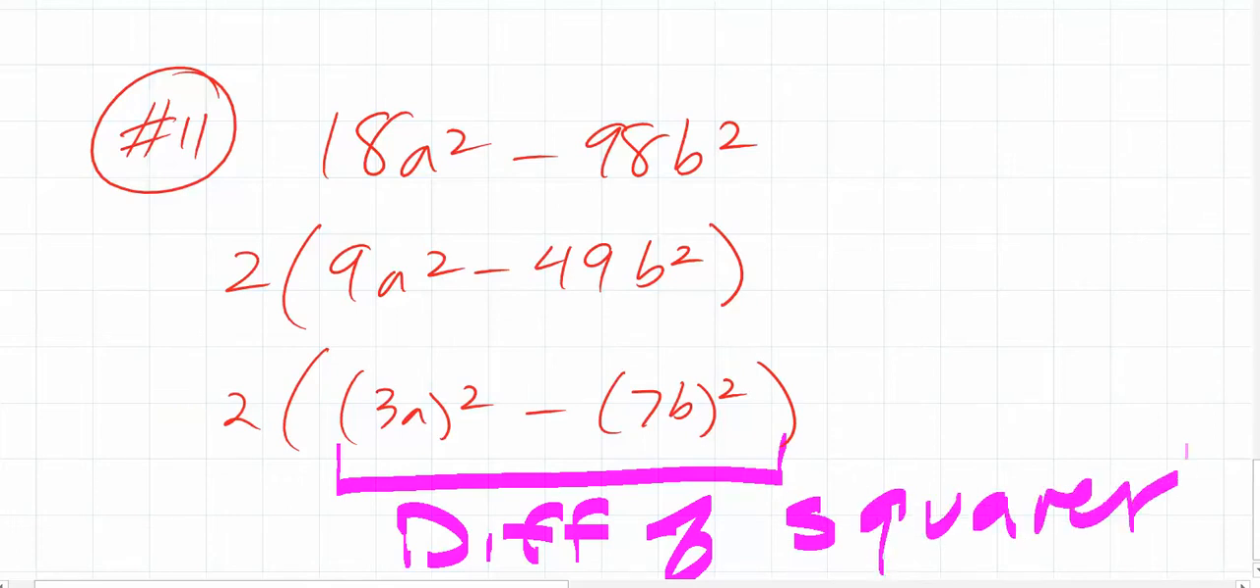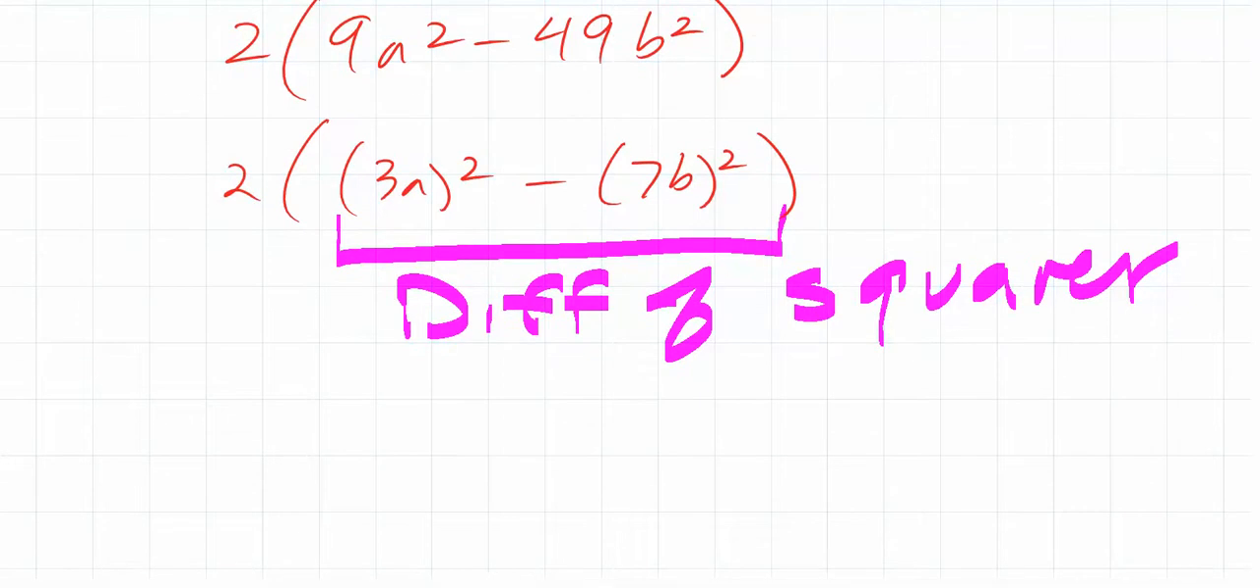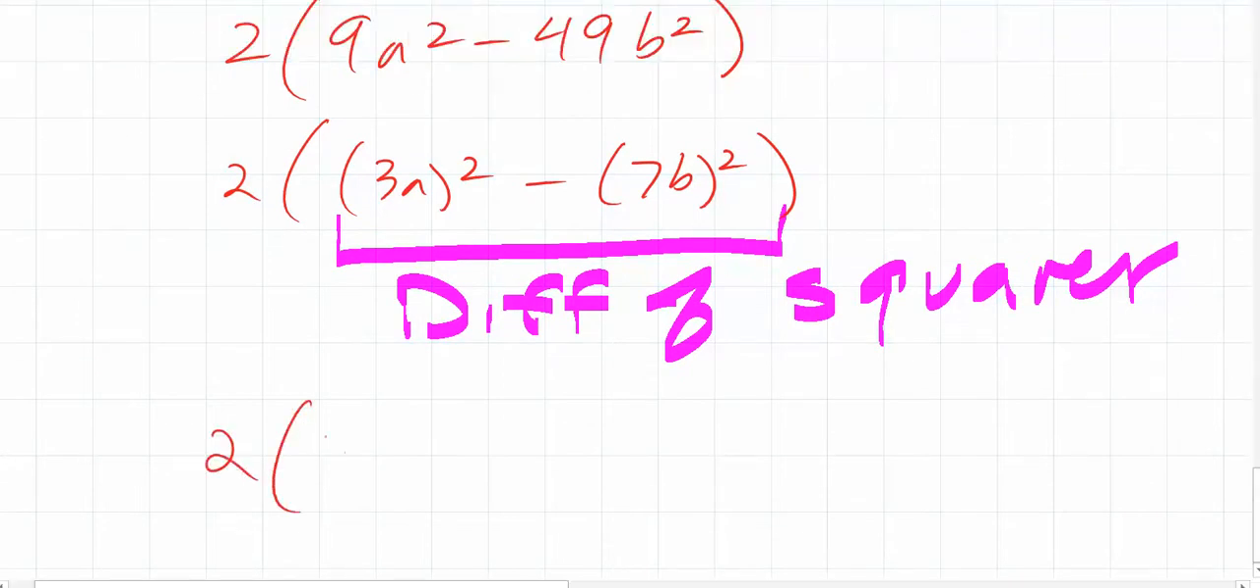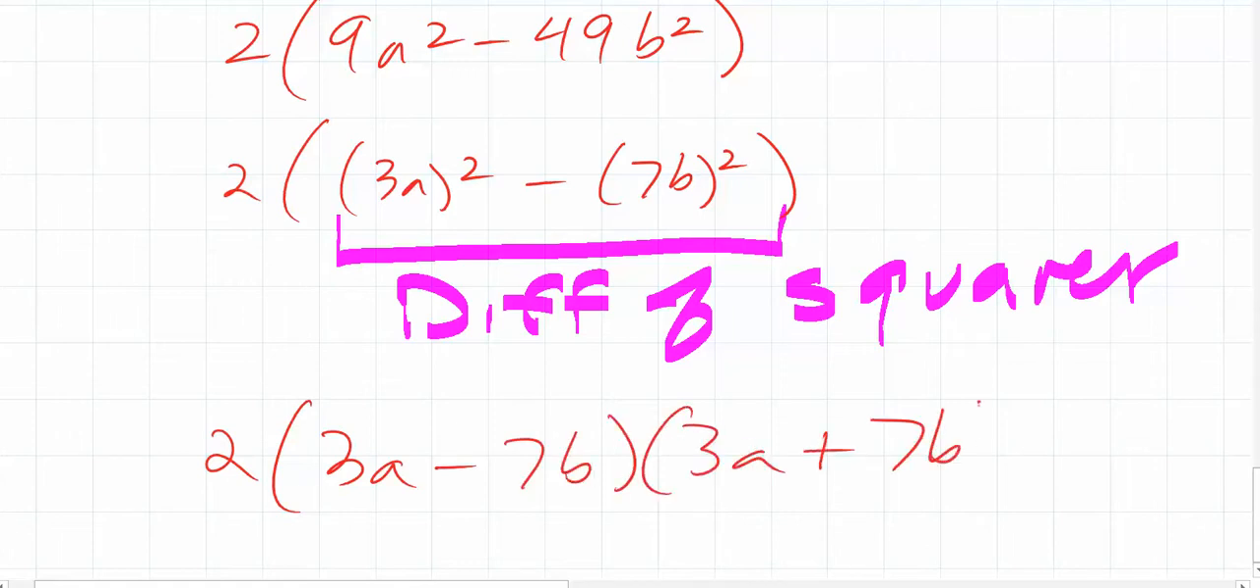And do you remember how there's a formula for the difference of squares? You should. 2 times, what is it? 3a minus 7b times 3a plus 7b. You have to alternate the signs. And now you're done. Were these special patterns?